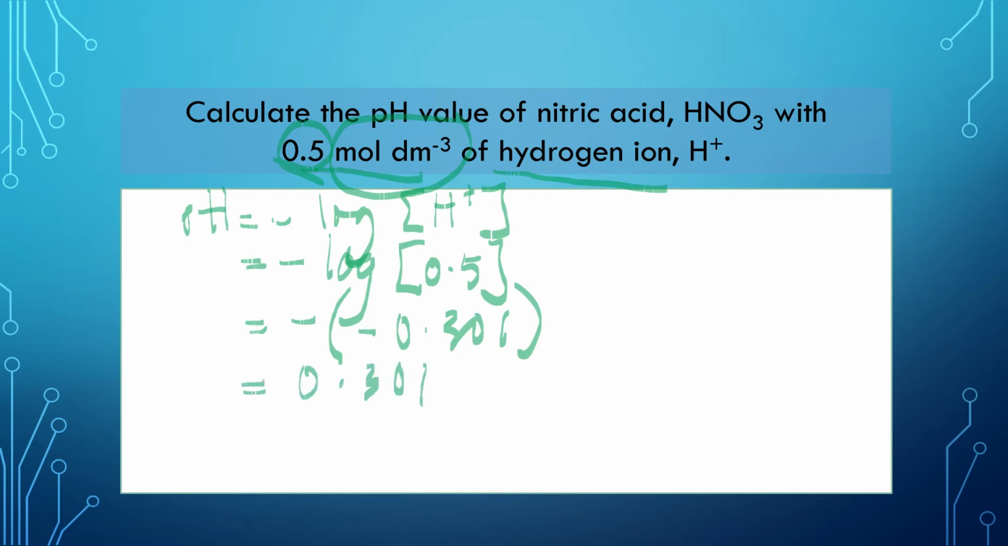So it is 0.301. And since the concentration given is 1 decimal place, so you have to write the pH value of nitric acid is 0.3 instead of 0.301, because of the decimal place of the given concentration of hydrogen ion.